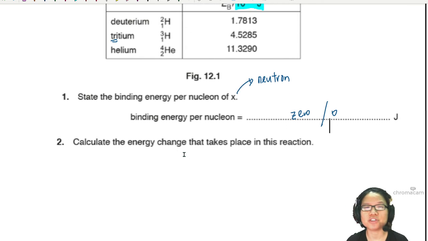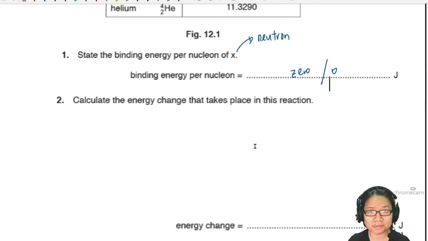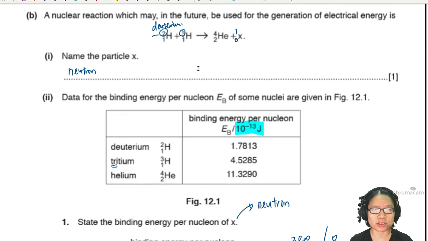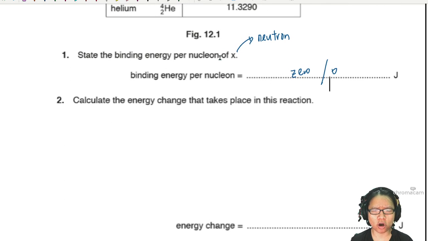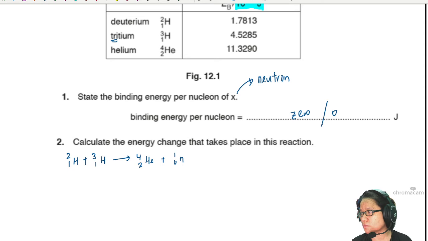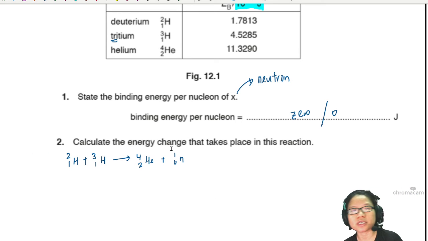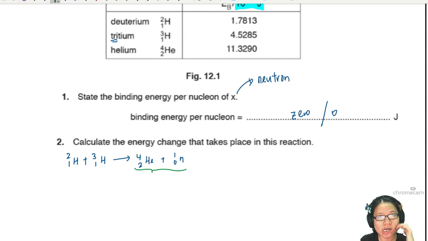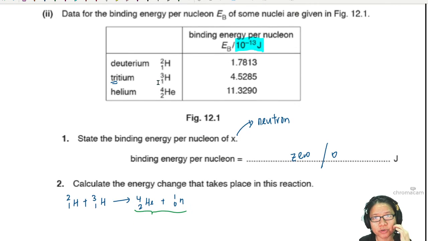Next, calculate the energy change that takes place in this reaction. All right, so we're going to have to now do some calculation based on this nuclear reaction. I'm just going to copy over the equation now. You can see the equation. I've rewritten the equation of the reaction here. So to find the energy changes, we need to find the initial and the final energy and subtract. All right. So the final energy here, okay, we have the binding energy per nucleon number. So you find the difference in binding energy.